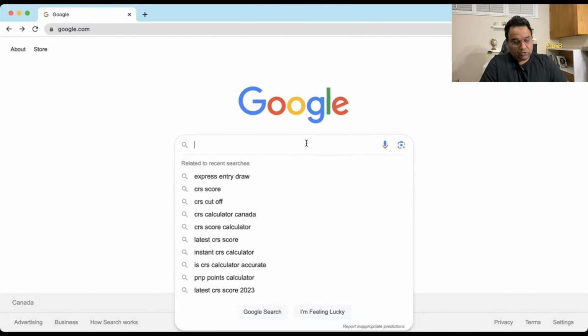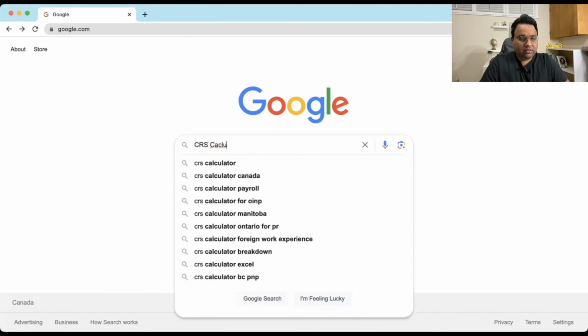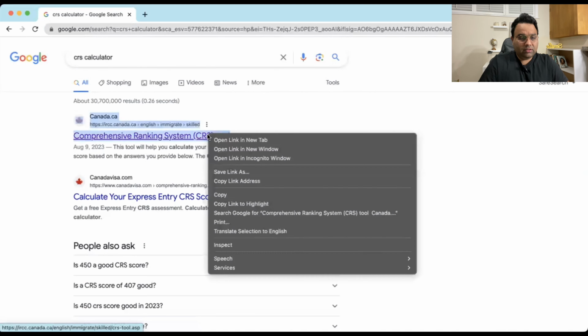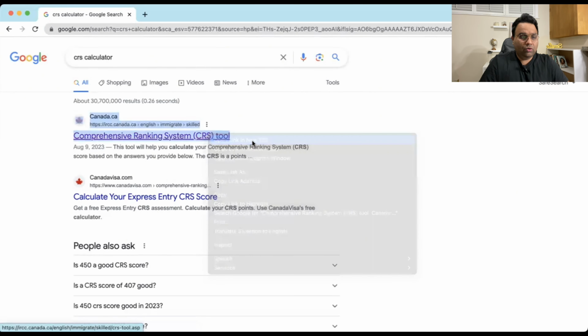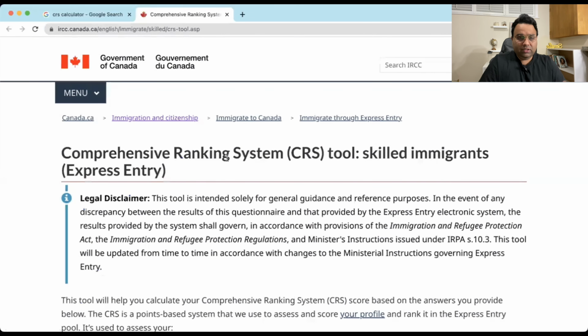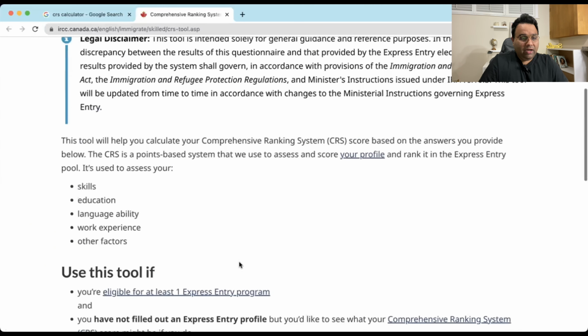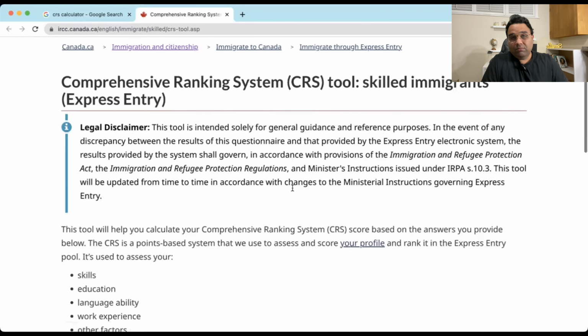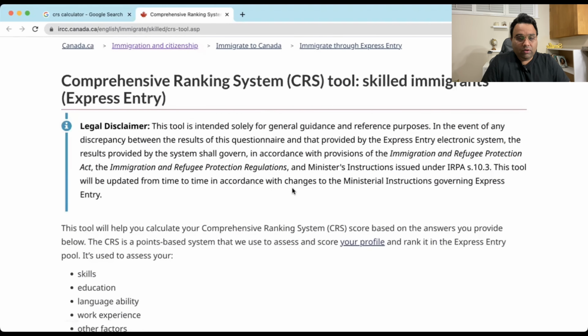Okay, so first and foremost, you need to go to the CRS calculator, and I will link this in the description as well. You open the CRS calculator, which is provided by the Canadian government, and you go through all these legal disclaimers and whatnot. It just says that it's for guideline purposes, but what it basically means is that there's a chance your score might actually be different when you actually create the Express Entry profile. I really don't know why, but that's just how it works.